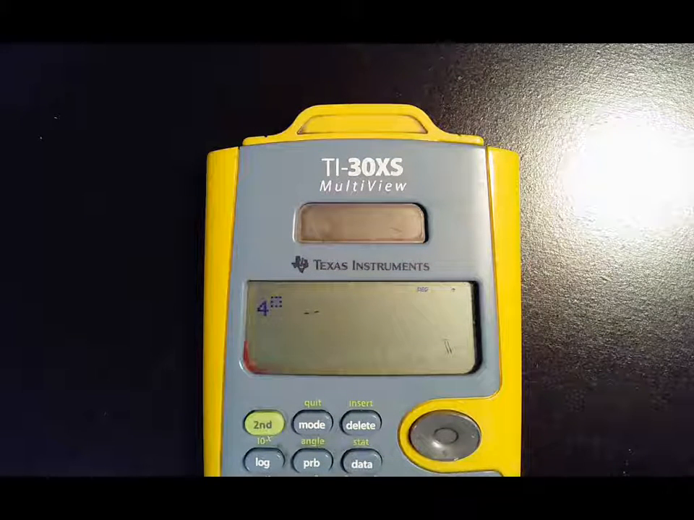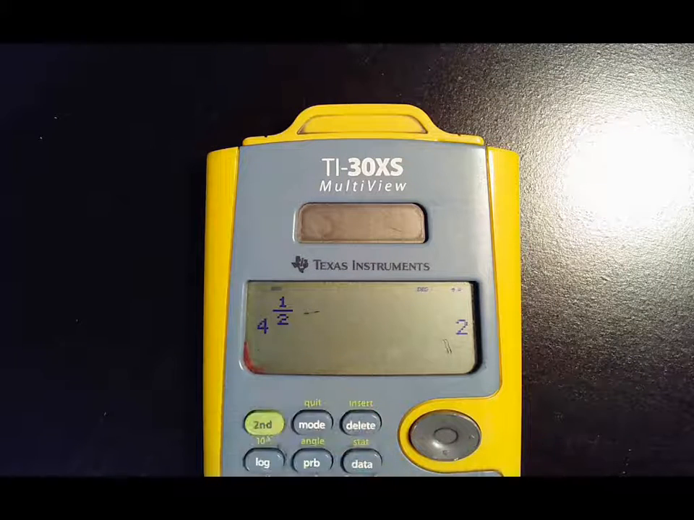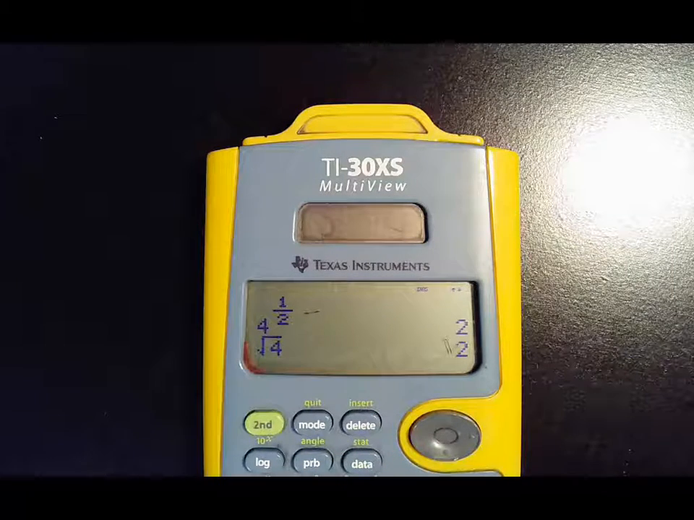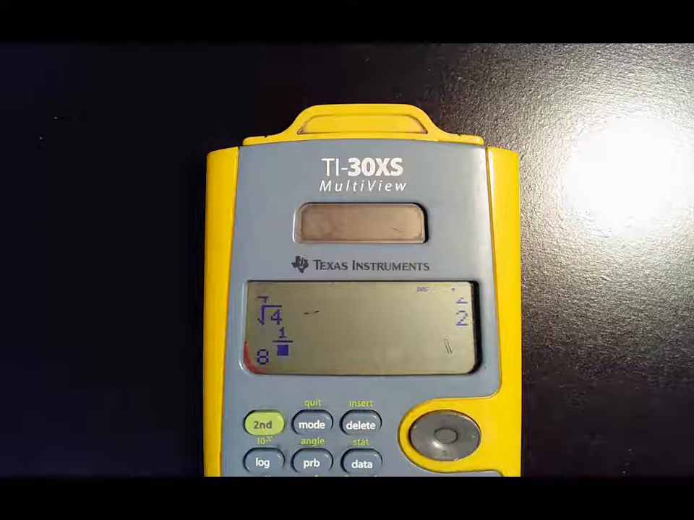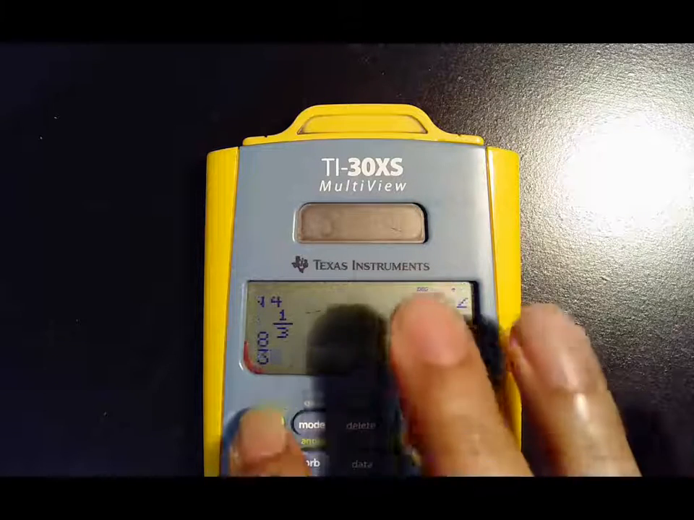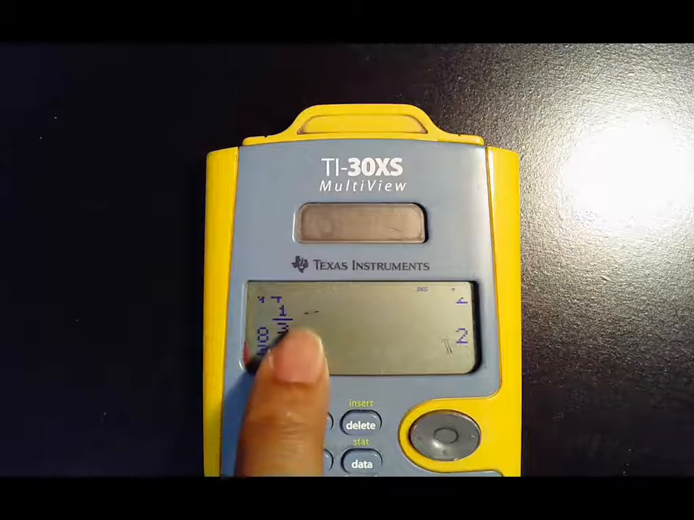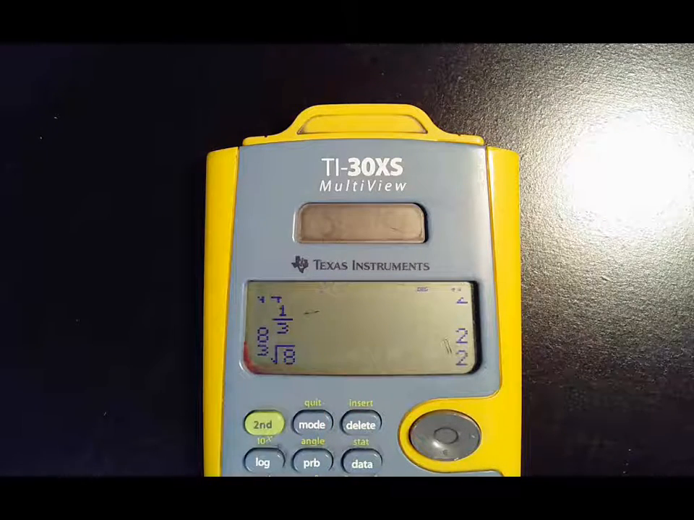4 to the 1/2 is the same root as the square root of 4 because there's an invisible 2 there. 8 to the 1/3 is the same as the third root of 8. So again, the third root here is the same thing as the 3 on the bottom. Same answers in both. So that's pretty much what it is.